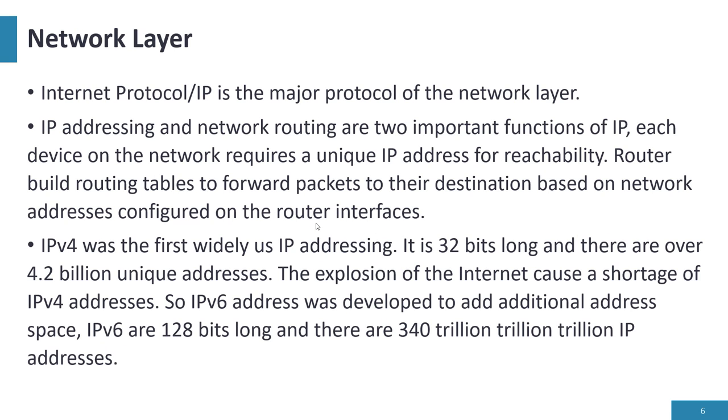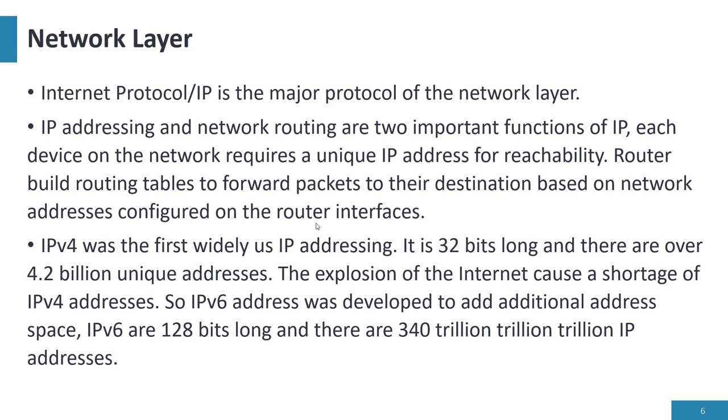The network layer is Internet Protocol. IP is a major protocol of the network layer. IP addressing and network routing are 2 important functions of IP. Each device on the network requires a unique IP address for reachability. Routers build routing tables to forward packets to their destination based on network addresses configured on the router interface. So each interface or each node will have an IP address.